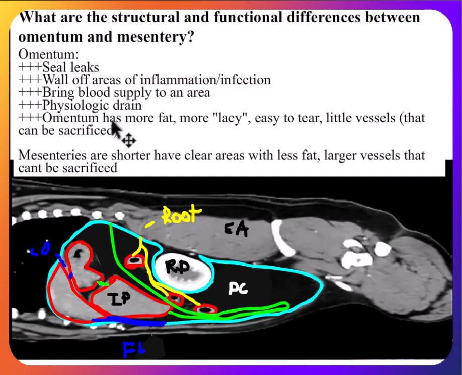And if you think about looking in the animal, the greater omentum has more fat. It's lacy in appearance. It's easy to tear and has many little blood vessels that can be sacrificed. So this gives you an appreciation for how long it is and how it can be moved around and tacked to different places. And then the mesentery, like this mesentery suspending the intestines here, is generally considered shorter than the greater omentum. It's much more substantial, has less fat, and has much larger vessels that can't be sacrificed.